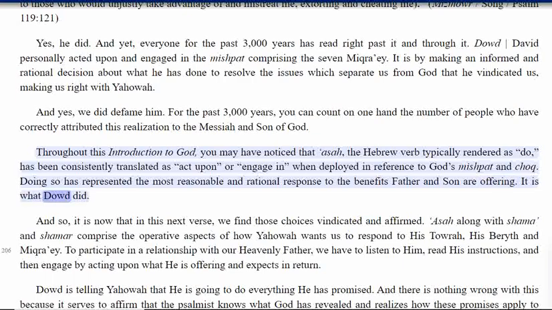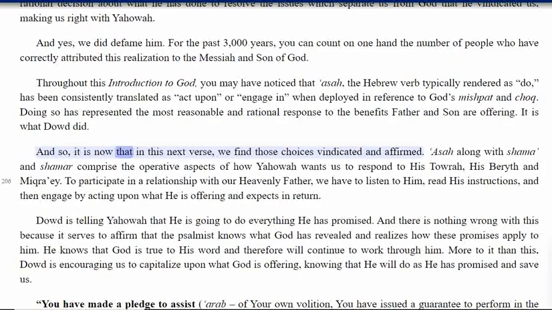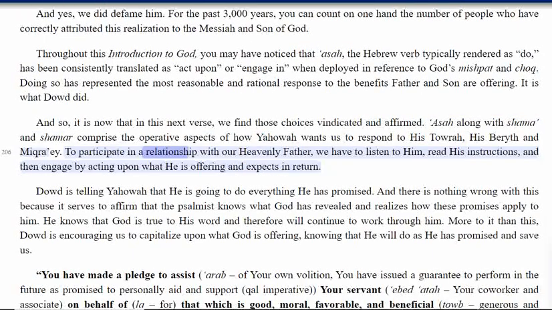It is what David did, and so, it is now that in this next verse, we find those choices vindicated and affirmed. Asar, along with Shama and Shamar, comprise the operative aspects of how Yahowah wants us to respond to his Torah, his Berith and Mikrei. To participate in a relationship with our Heavenly Father, we have to listen to him, read his instructions, and then engage by acting upon what he is offering and expects in return.